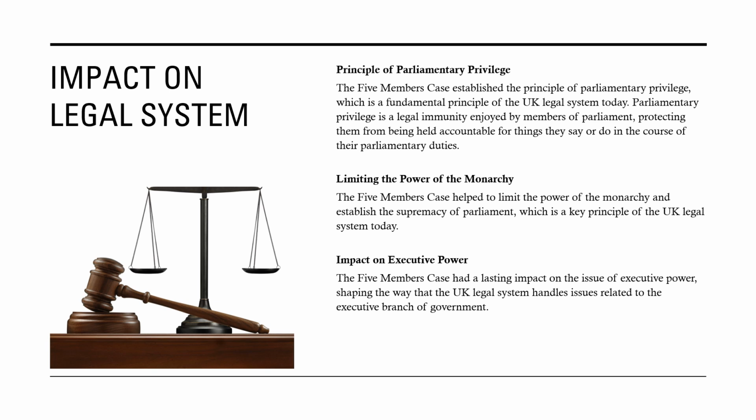Limiting the power of the monarchy. The five members case helped to limit the power of the monarchy and establish the supremacy of parliament, which is a key principle of the UK legal system today. Impact on executive power. The five members case had a lasting impact on the issue of executive power, shaping the way that the UK legal system handles issues related to the executive branch of government.